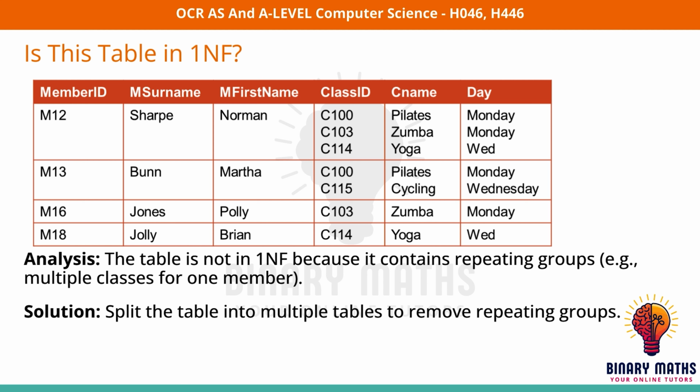Here's a table that stores gym members and the classes they attend. The table has some columns like member ID, name, and multiple columns for class 1, class 2, and class 3. Is this table in first normal form? No, because it contains repeating groups of attributes for classes. To fix this, we need to split the data into multiple tables. Let's see how that works.